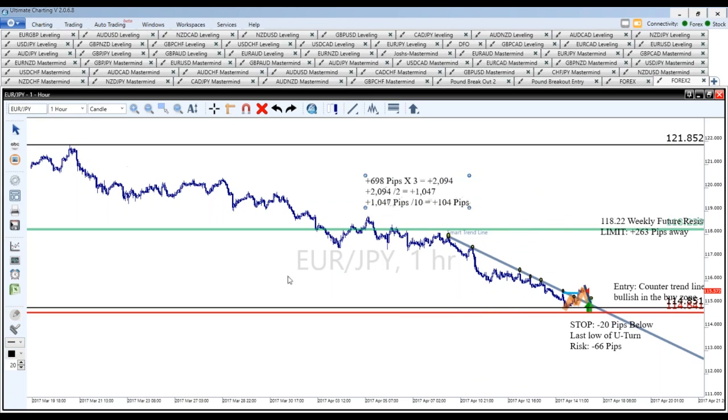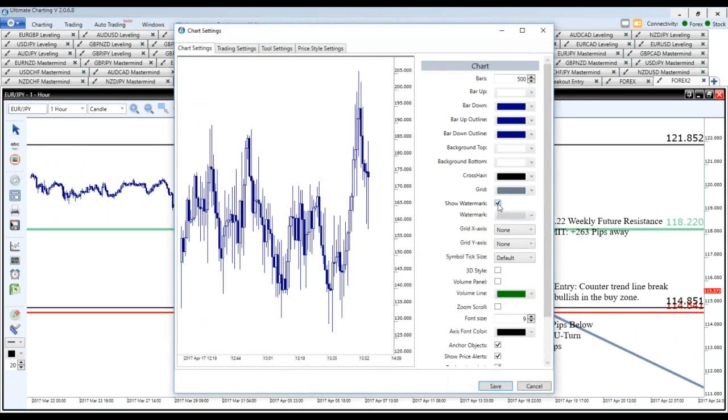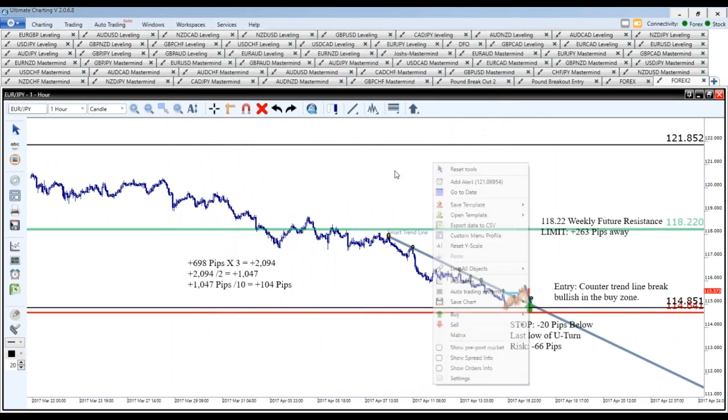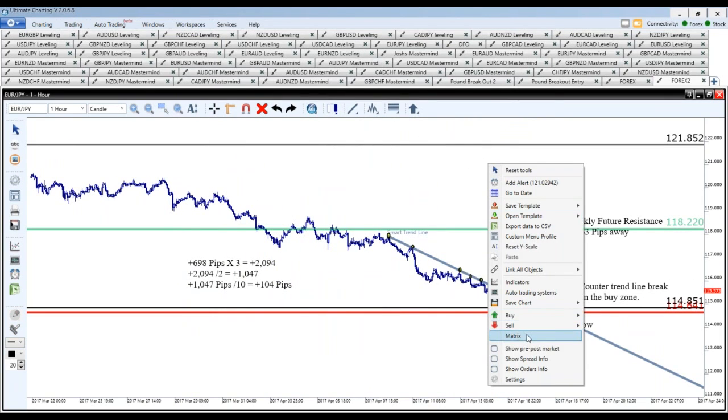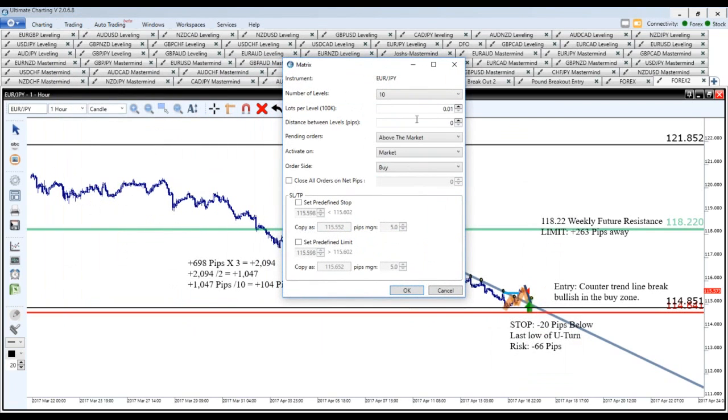So this is how you would set this up if you are an advanced investor utilizing this. Now, you're going to right-click over your charts. You're going to select Matrix. You're then going to put in your number of levels, 10. You're going to have the distance between the levels, 104. You're going to do both sides. You're buying the market, and you're not going to use close all, so you're not going to click on close all orders. Instead, you're going to put a limit, and your limit is going to be your exit point, which is going to be 118.22. And I select OK. Watch what happens.